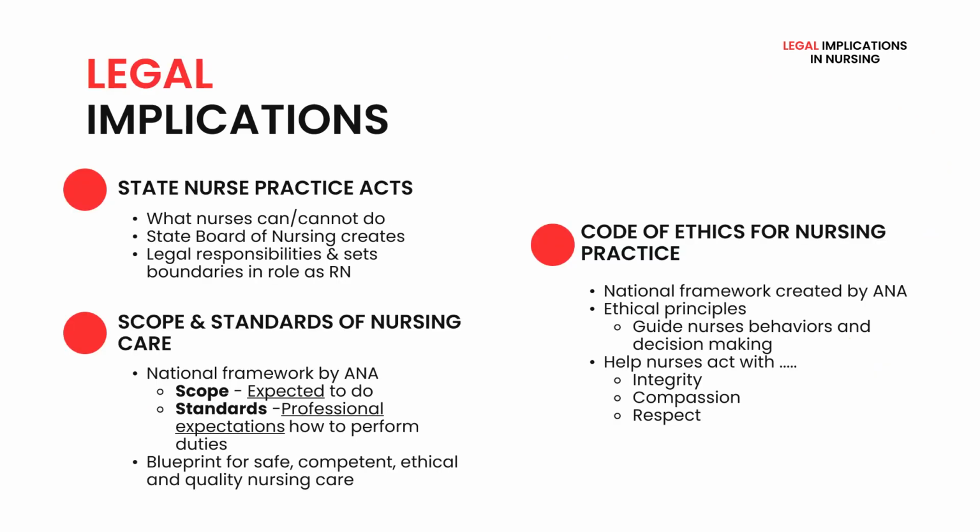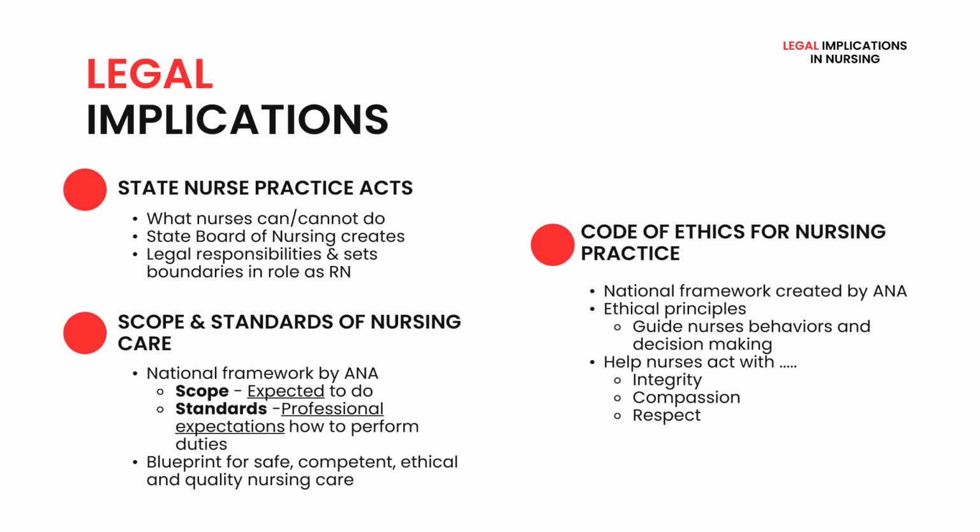Looking at legal implications, there are three areas that we look at. We have state nurse practice acts, scope and standards of nursing care, and then the code of ethics for nursing practice. State nurse practice acts outline what the nurse can and cannot do. The State Board of Nursing creates these acts, and they show the legal responsibilities and set those boundaries in the role as a nurse.